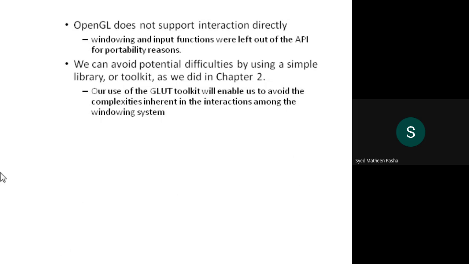And there are some supporting systems with respect to the software which we studied, that is OpenGL. OpenGL does not support interaction directly, so windowing and input functions were left out of the API for portability reasons. The software which we are using, OpenGL, is not directly supported with interaction devices, because some functionalities with respect to windowing as well as input functions are not considered. So we will avoid such potential difficulties by using a simple library or toolkit, as we did in chapter 2. That is nothing but the GLUT toolkit.